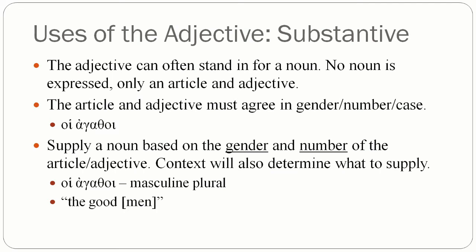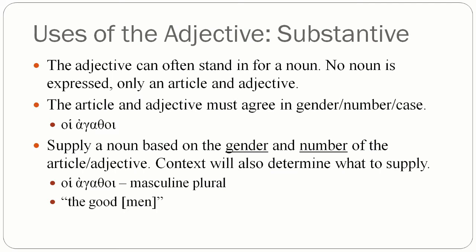Hoi is masculine and it's plural. So therefore, with the substantive adjective, we can put in the noun men, because of the masculine plural article. You can supply the word men there. It is masculine plural. And so this substantive adjective means the good, but then the good what? Masculine plural, you can put in the good men.